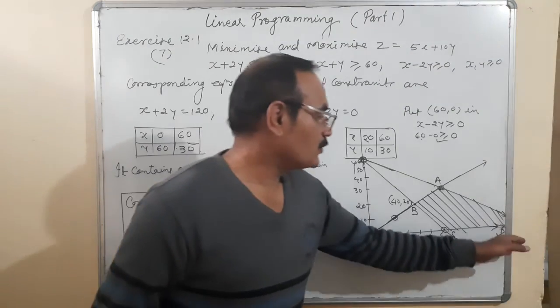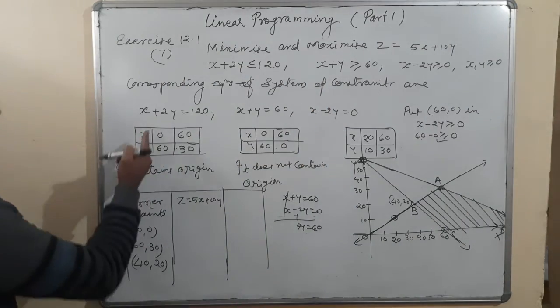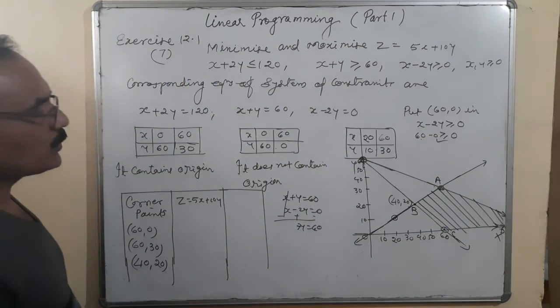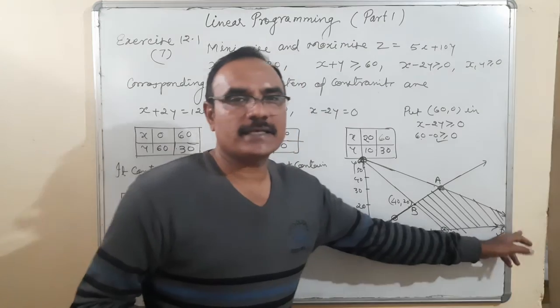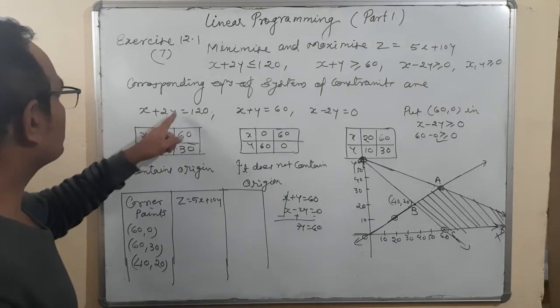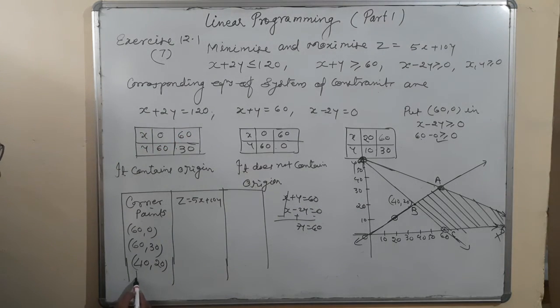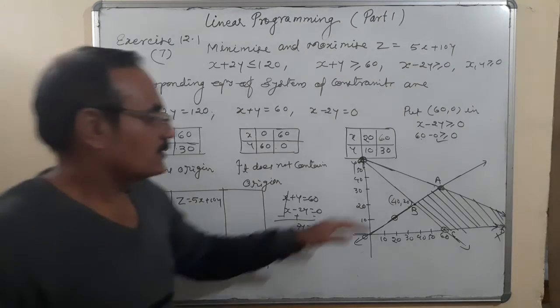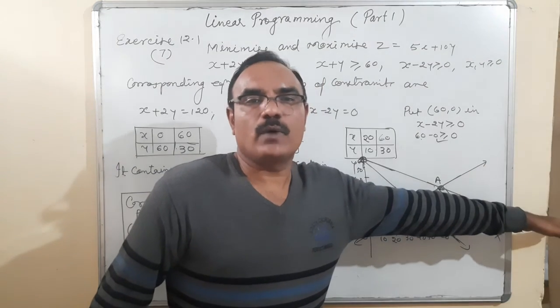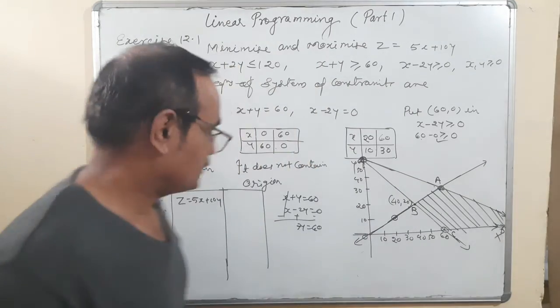Here also we are unable to find out which point this is. So let us see, this is the corresponding equation of that one: x plus 2y is equal to 120. Where is it meeting the x-axis? On the x-axis y is equal to 0. So I put y is equal to 0, x is equal to 120. So one point is 120 comma 0. These two lines will meet there at 120. So the next point D is 120 comma 0.